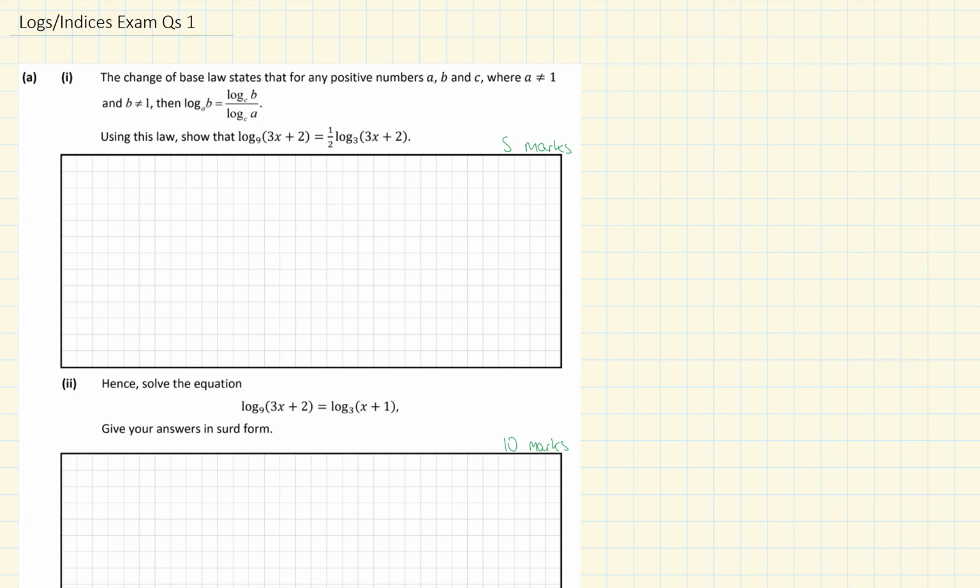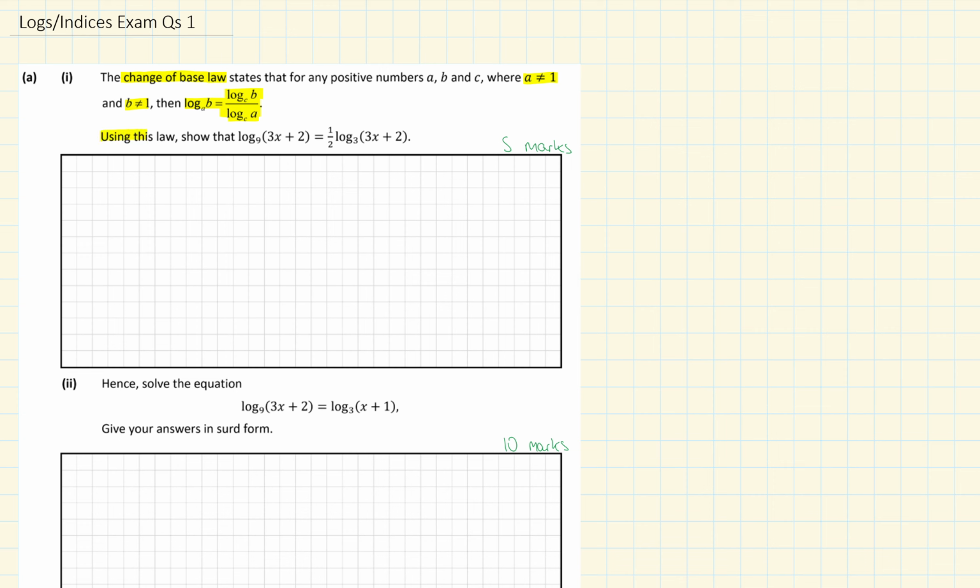Okay, so in this video we are going to have a look at a logs and indices exam question. So two parts to this one. In part 1 they mention the change of base law, that's in our log tables, that's fine. And they tell us A is not equal to 1, B is not equal to 1, that's just our rules, that's fine. And then they give the law to us.